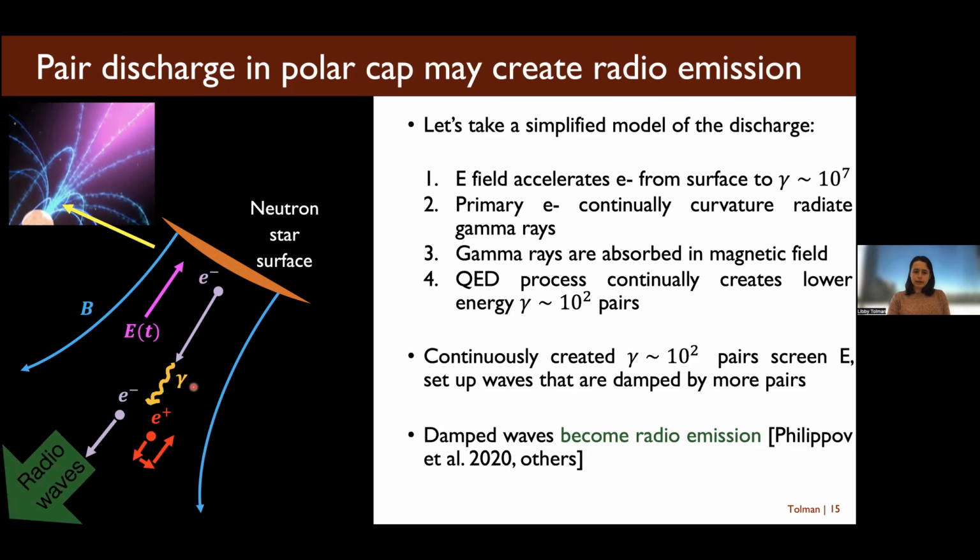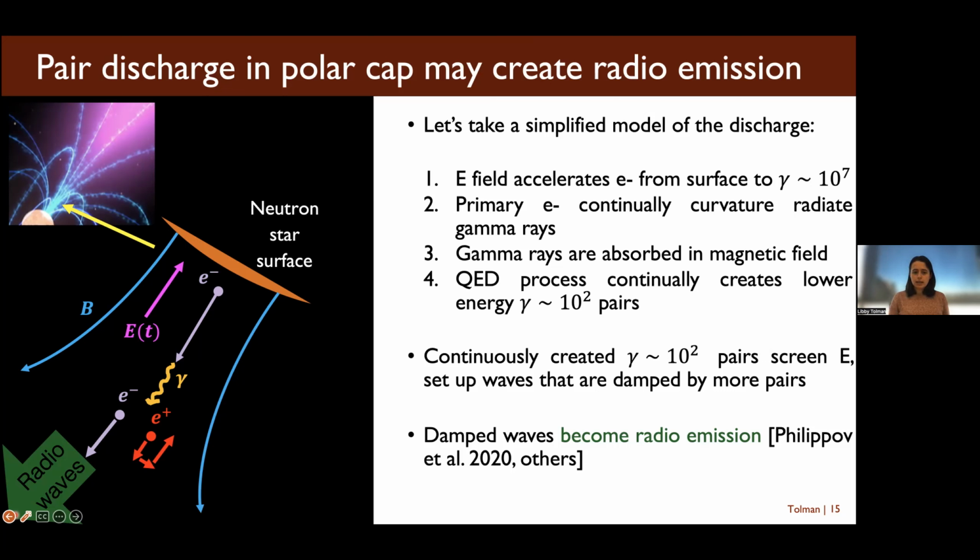Now, these lower energy pairs will be able to interact with the electric field in a way that the initial population of electrons extracted from the neutron star surface won't be able to. In particular, these secondary pairs will try to screen out the electric field. So the positron will get turned around and the electron will get more accelerated. They'll try to screen out the electric field, they'll overshoot, and then they'll come back. So this process will set up waves that occur in this pair plasma that's being created.